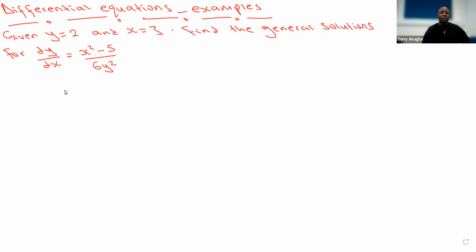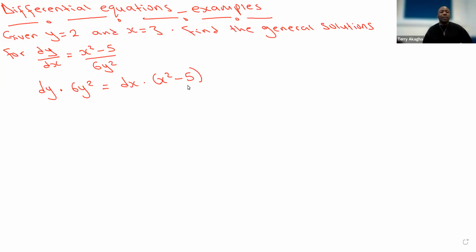Now we have this. Remember, the first thing I said is that you have to rearrange the equation such that you have all the y and the dy's on the left-hand side, and the x and the dx on the right-hand side. So you can see here, I can just cross multiply. So the y multiplied by 6y squared will be equal to the x multiplied by x squared minus 5. You can see, done. I have all the y and the dy's on the left-hand side, and I have all the dx and the x on the what?